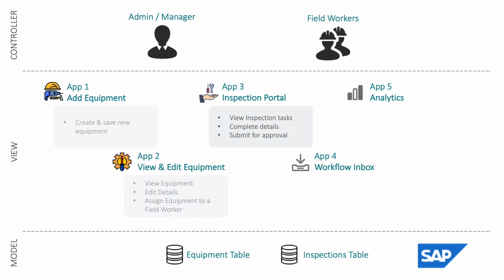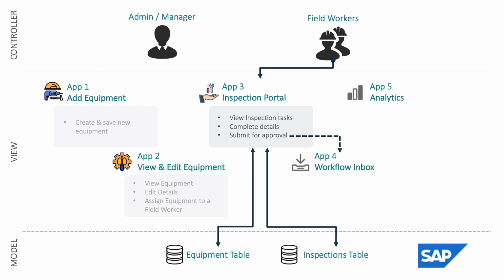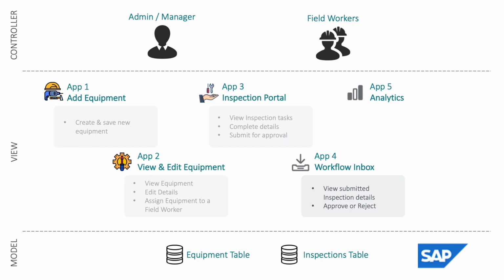This inspections table is utilized by app 3, which will be to view the inspection task, complete all the details, and then submit the inspection for approval. And this is designed to be used by the field workers. When you submit an inspection for approval, it will become available within the fourth application, the workflow inbox, which is for viewing the submitted inspection details, and it has the ability to approve or reject the inspection.